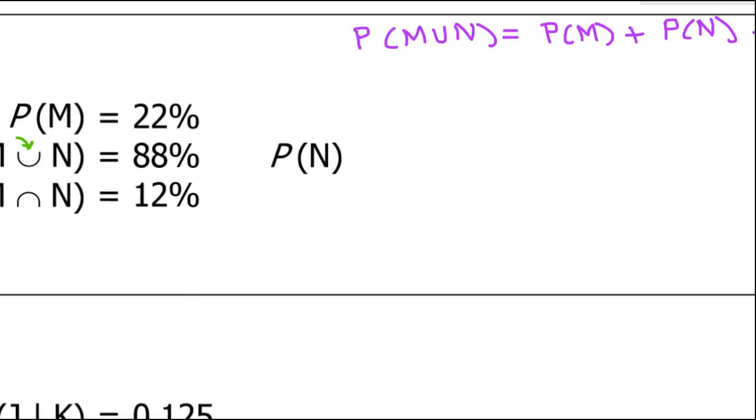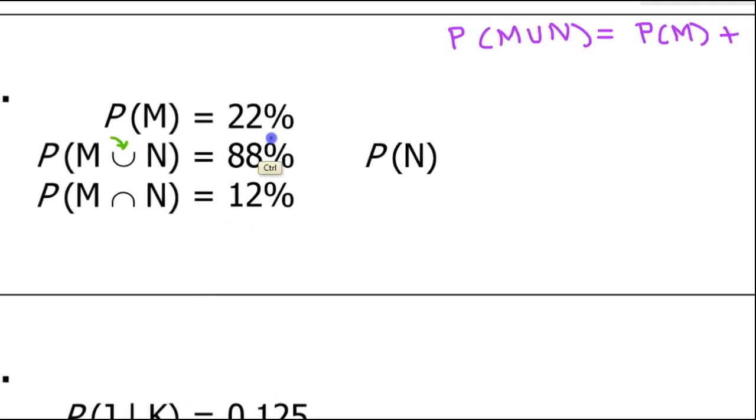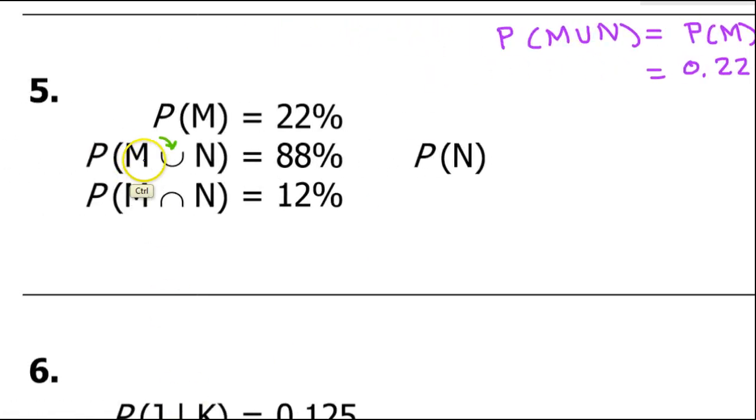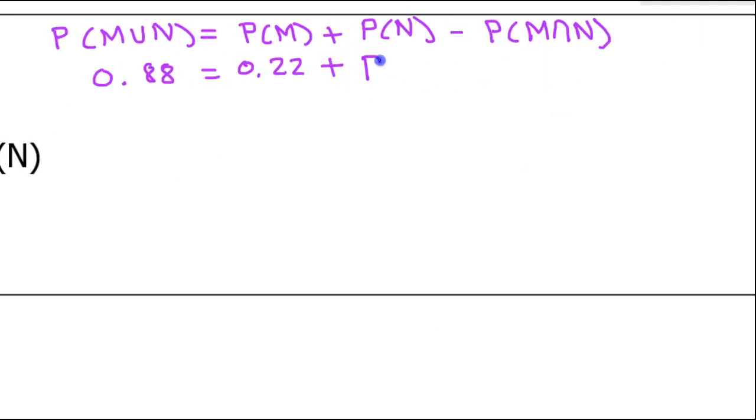Okay, now I'm just going to substitute in everything I know. So the probability of M is 22%. And again, I'm going to put 0.22 instead of that. Alright, so I have 0.22 right there. I know the probability of M or N is 88%. So that's right here in the front, 0.88 as a decimal. And finally, we know the probability of M and N is 12%. Okay, but that's over here at the end. So this is what we're looking for, so I'm going to leave that the way it is. And then minus the 12%, so 0.12.